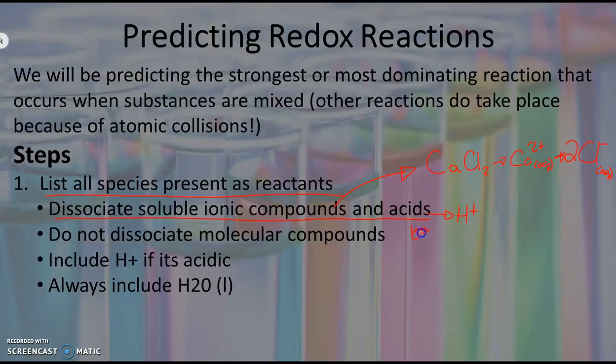If you've seen a base present, for base, you would have to include hydroxide. You do not disassociate molecular compounds. So if, for example, there was sugar in all of the beakers that you were adding in, you would just leave sugar as the molecule C6H12O6, because molecular compounds don't disassociate. They just get surrounded by water. We already talked about acids, and you always need to include water in your reactants, because all of these are happening in an aqueous environment.